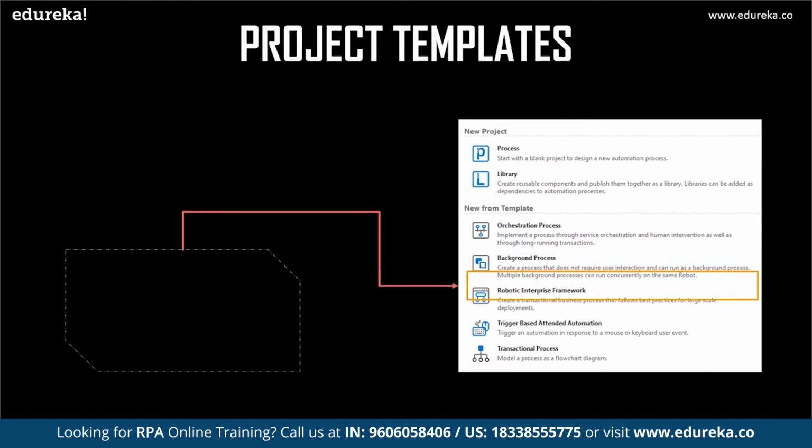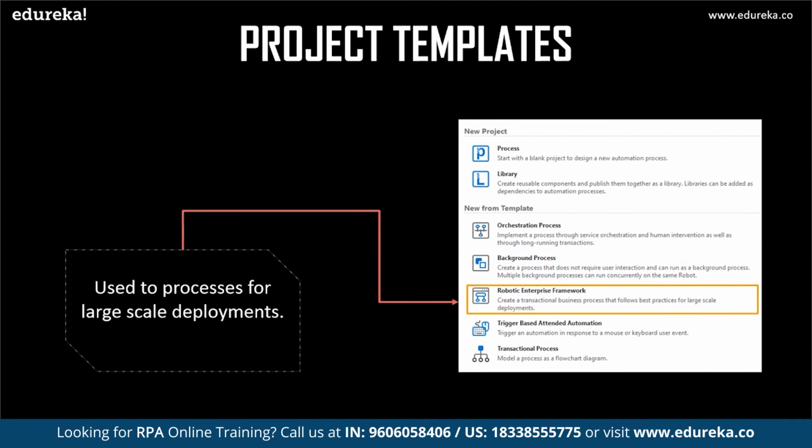After that, we have the robotic enterprise framework. So this is used to create transactional business processes that follow the best practices for large-scale deployments. So if you want to get in-depth knowledge about the robotic enterprise framework, you can refer to my session on UiPath RE framework or UiPath advanced training, and then you'll get a deep understanding about this particular framework.